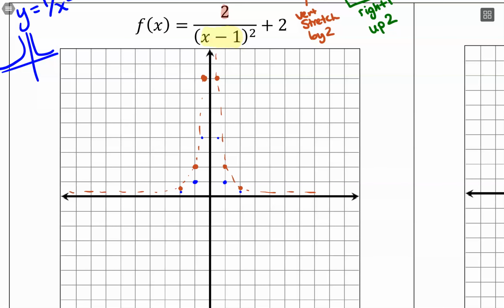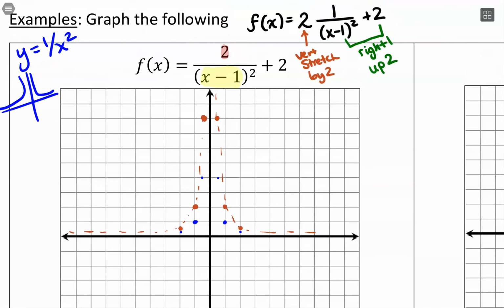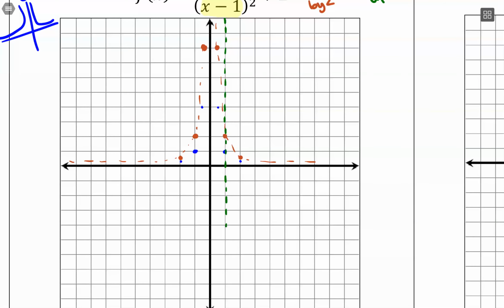So there's my vertical stretch. Then it's a matter of shifting, which what can help in doing this is just thinking about shifting the asymptotes. So you have this vertical asymptote at 0, and with that we're moving to the right 1. So what that's going to do is create this asymptote at x equals 1. So it moves that vertical asymptote to the right.